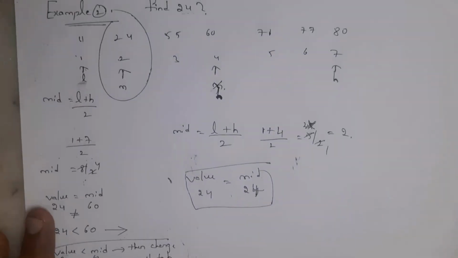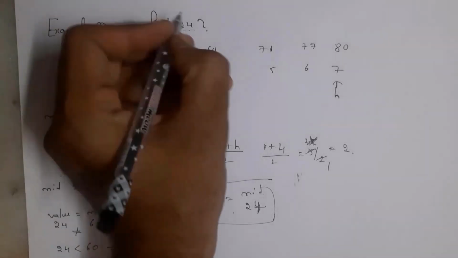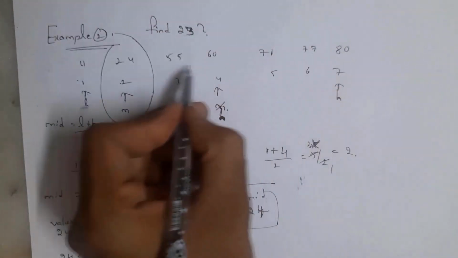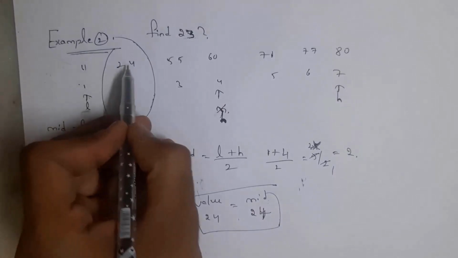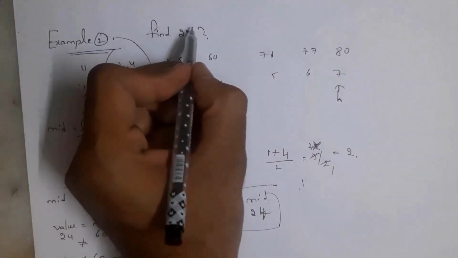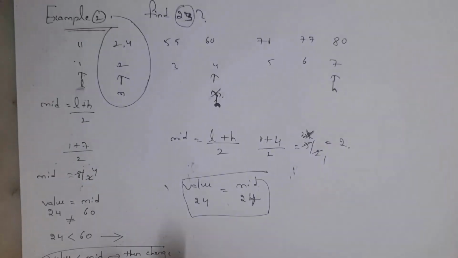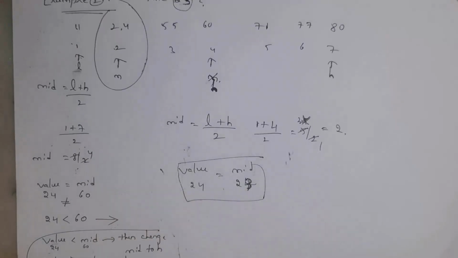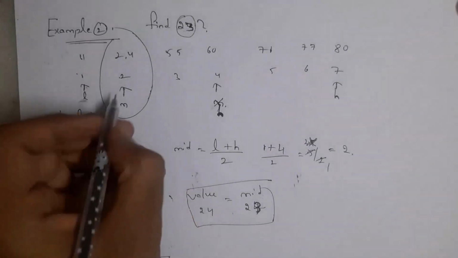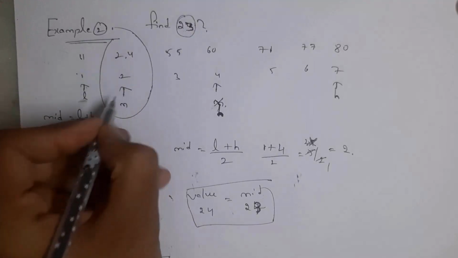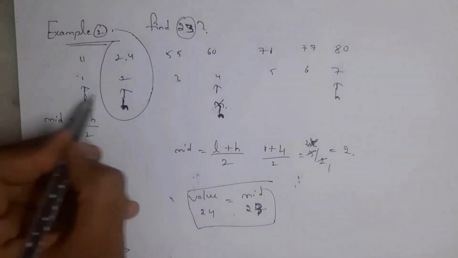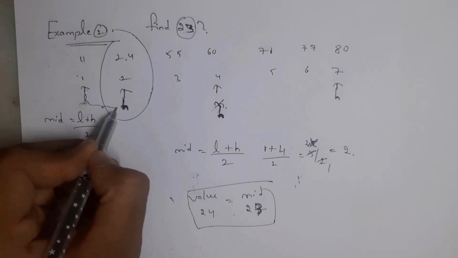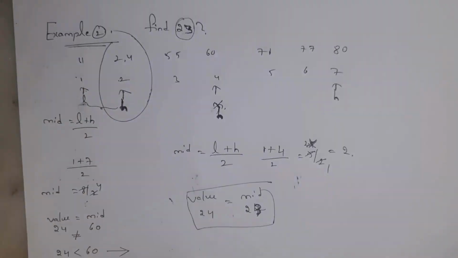For example, consider the same example, but here I need to find 23. 23 is not present in this array. Here there is 11, 24, 55, but there is no 23 element. In that situation, you need to convert this mid element as the higher element. If the lower element and higher element come side by side, then the element is not found. We cannot find that element. And in that situation, you can write that the element is not present.